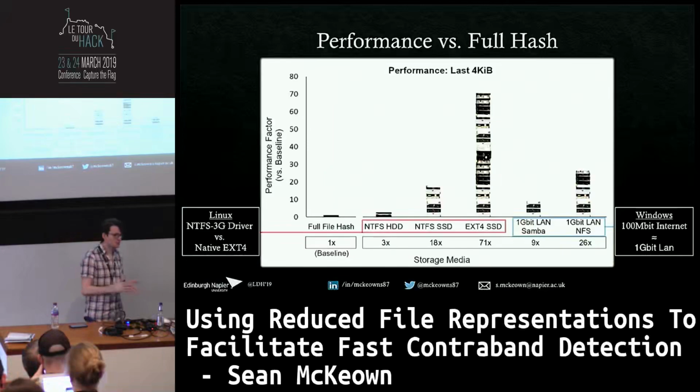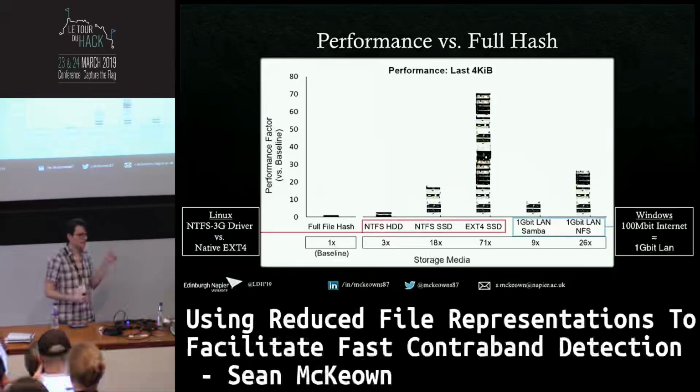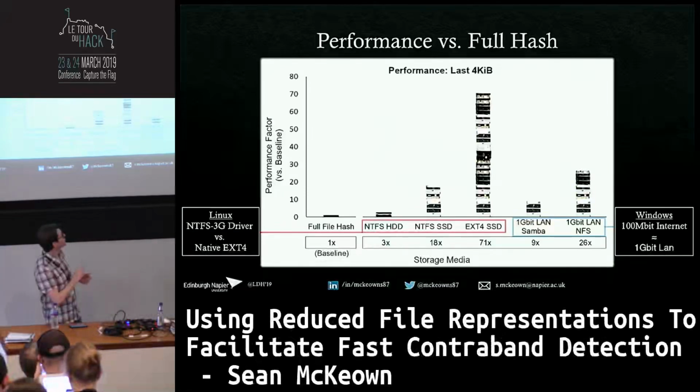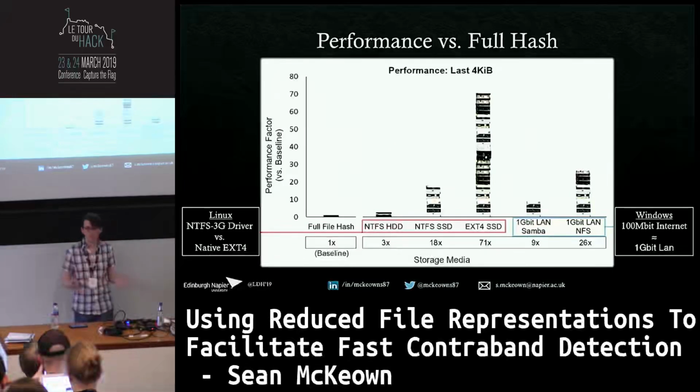So on Samba, it was about 10 times faster. On NFS, it was a fair bit better than that, about 26 times faster. But really, the winner here is just doing subfile hashes on SSDs, because it just works really well.